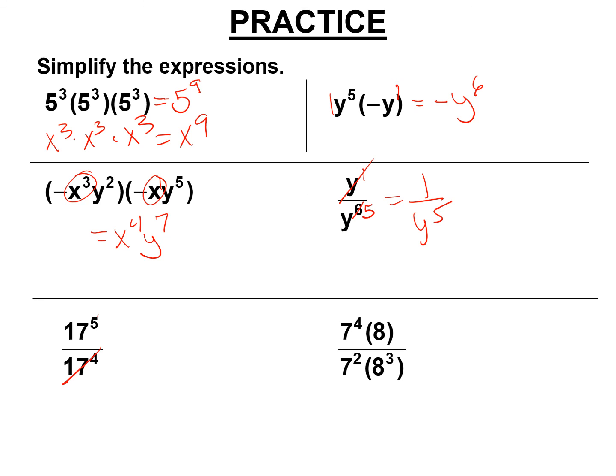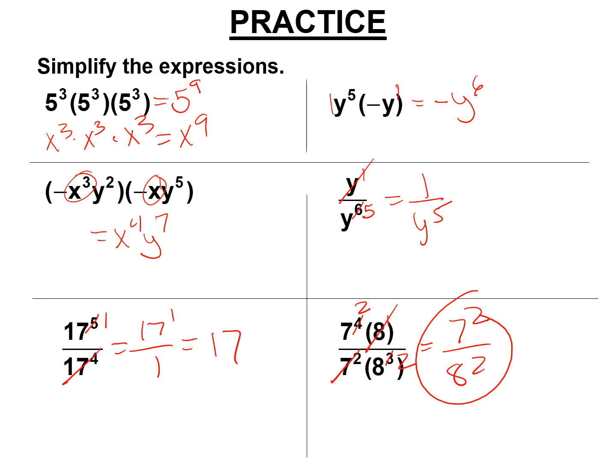17 to the 4th, 5 minus 4 is 1. This is 17 to the 1st over 1, which we would always write as 17. 7 squared goes away. 4 minus 2 is 2. 1/8 there, that goes away. 3 minus 1 is 2. This is 7 squared over 8 squared. You're done. You've made it simpler, right? That's the simplifying answer. If I then said evaluate it, then you would say it's 49 over 64, which is what it equals.